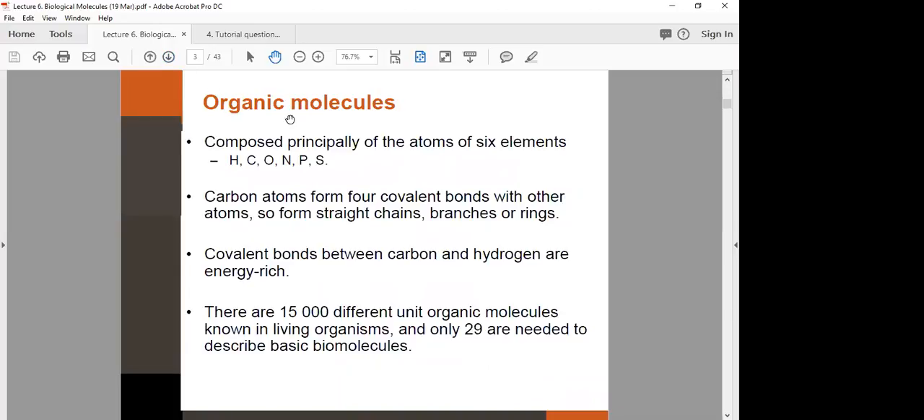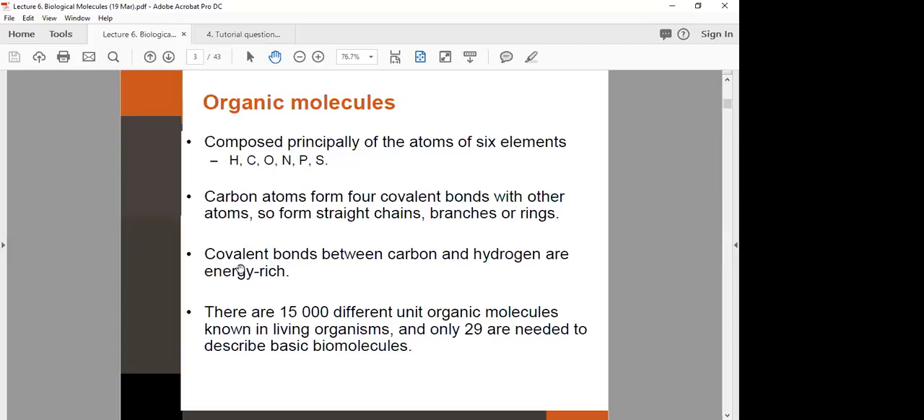Organic molecules. Organic molecules are composed principally of the atoms of 6 elements: hydrogen, carbon, oxygen, nitrogen, phosphorus, and sulfur, with the number 1 element, carbon. Why? Because carbon atoms, as we've been learning, form 4 covalent bonds with other atoms. So carbon is incredible in the way that it can actually bond to so many different elements and form a variety of different shapes, chains and branches and ring structures. So carbon, of course, is the number 1 element when we're talking about organic molecules.